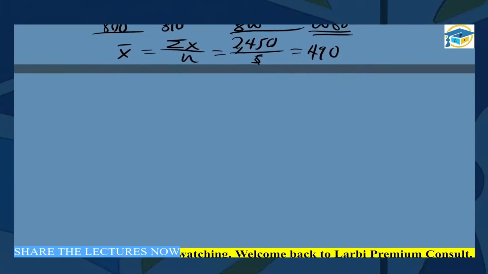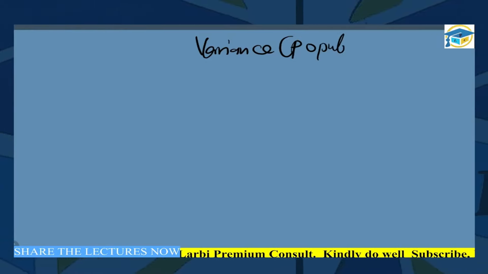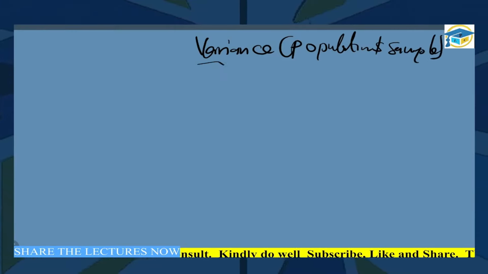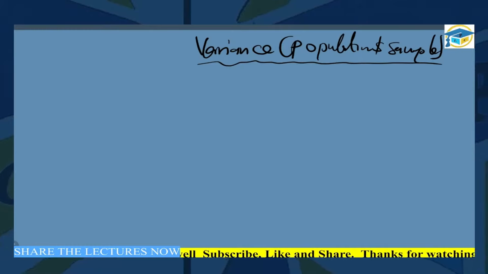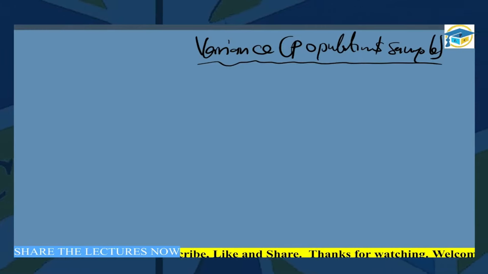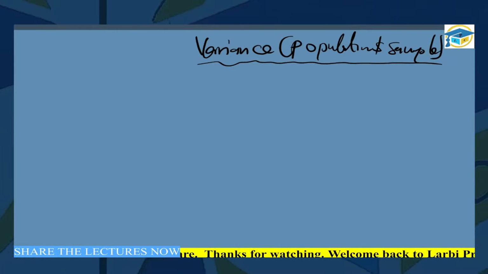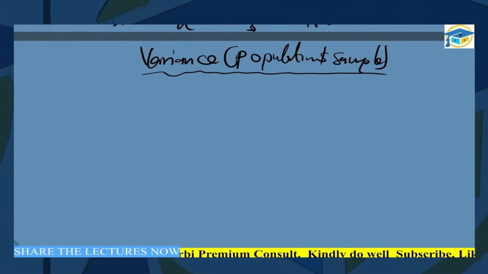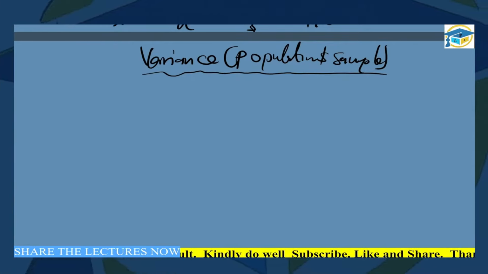Here we look at it from population and then sample. So variance for ungrouped data: population, and then sample variance. Okay, so when we talk about variance, the variance is the arithmetic mean of the square deviation from the mean. So we say that variance is the arithmetic mean of the square deviation from the mean.